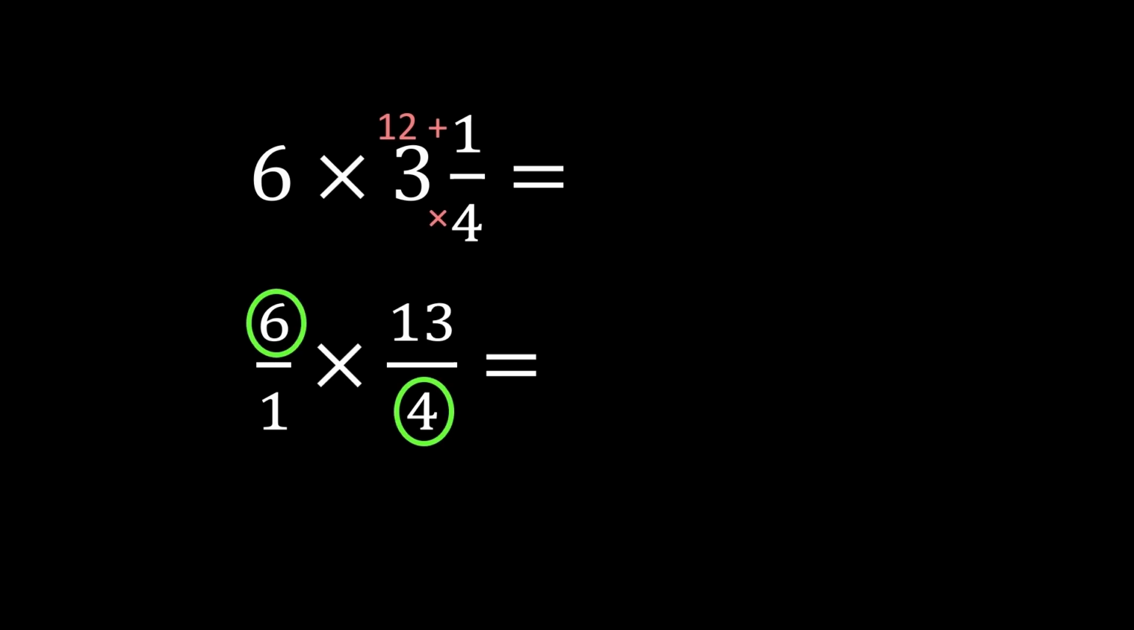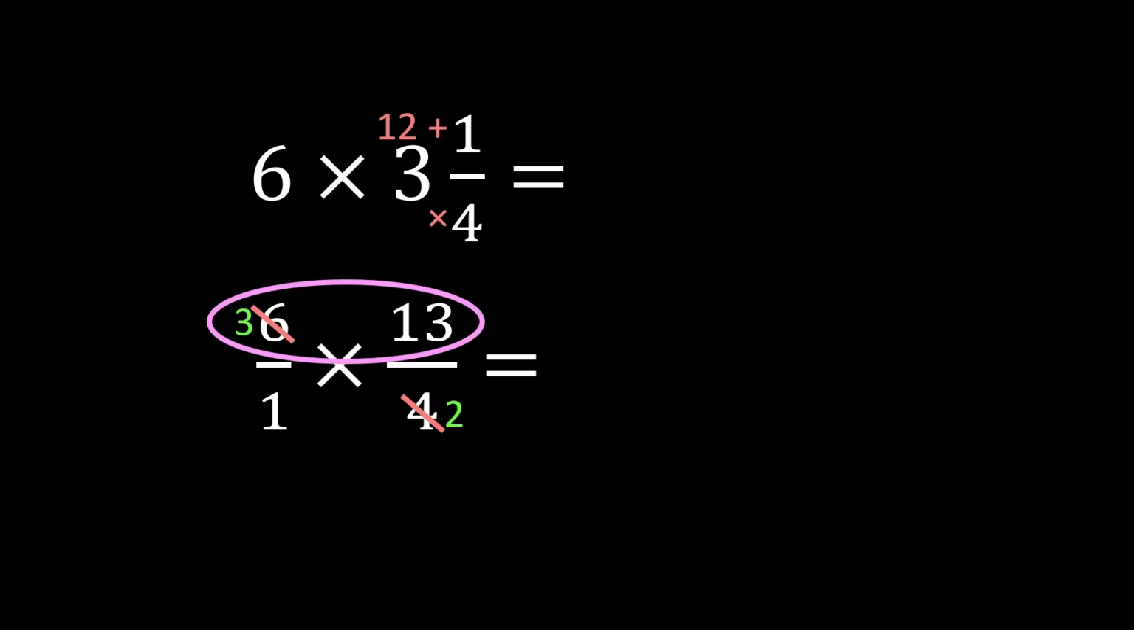And the first thing I notice is that 6 and 4 share a common factor. So I'm going to go ahead and do some cross simplifying here. I'm going to divide 6 by the common factor of 2. So 6 divided by 2 is 3. And I need to divide 4 by that same common factor. 4 divided by 2 is 2.